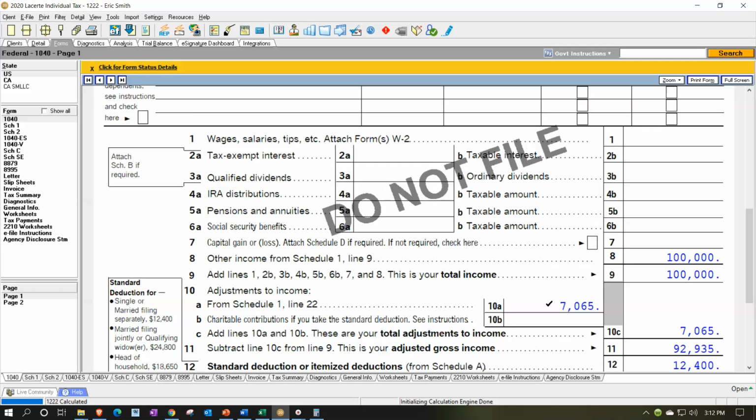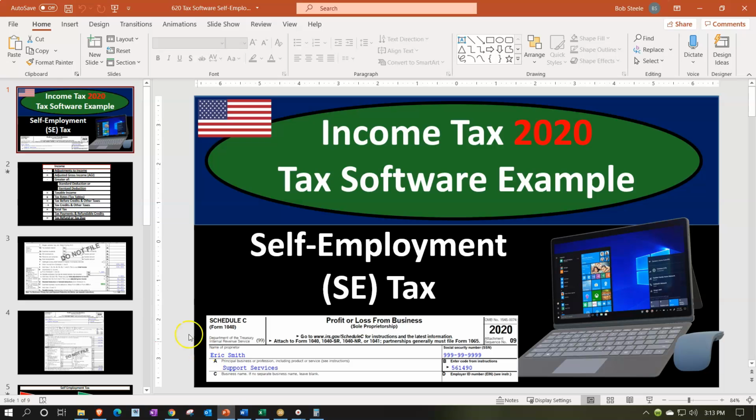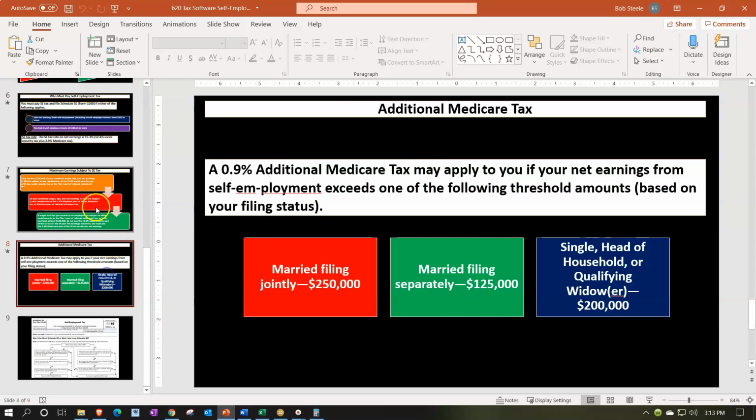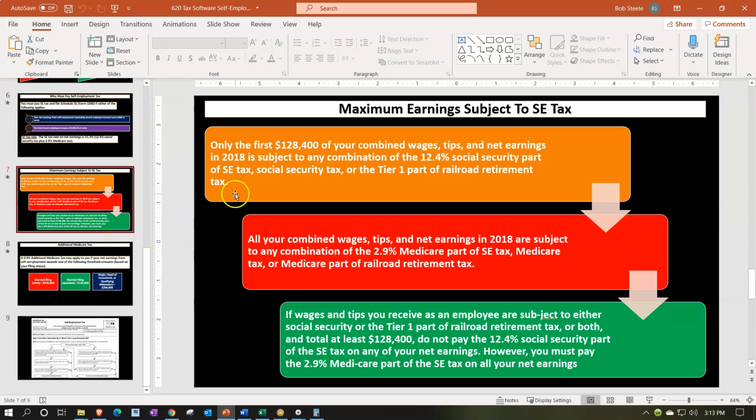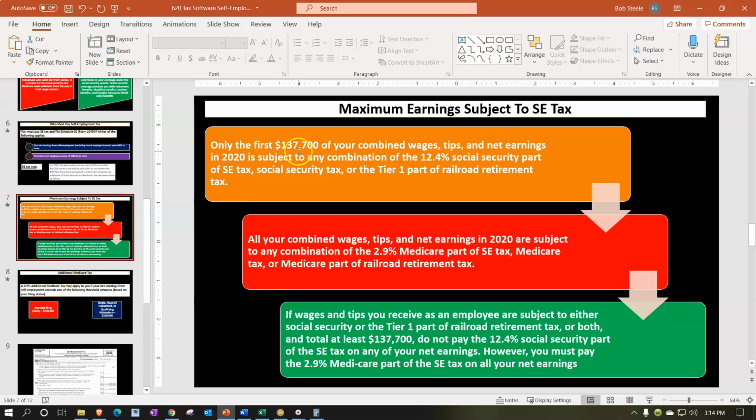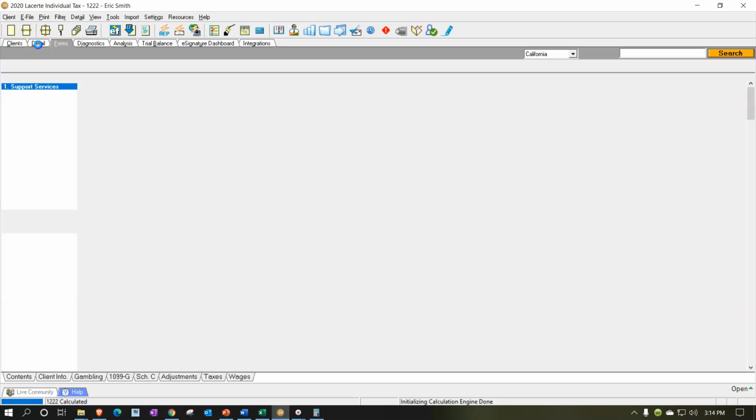Now there's some other kind of weird things that happen. Like what if I have 2 Schedule Cs? Or what if I have a W-2 income and a Schedule C? The reason for this is there could be a cap. There's a cap on how much you have to pay taxes on for Social Security. So in other words, we saw our cap here was at the 137.7. So let's just put our Schedule C income over that cap now, just to start off.